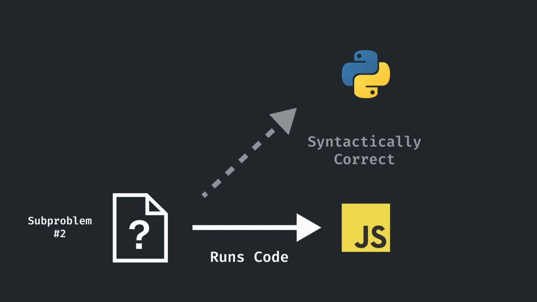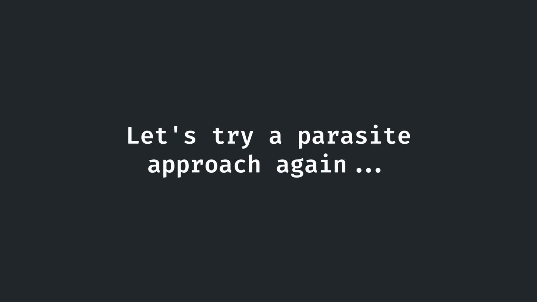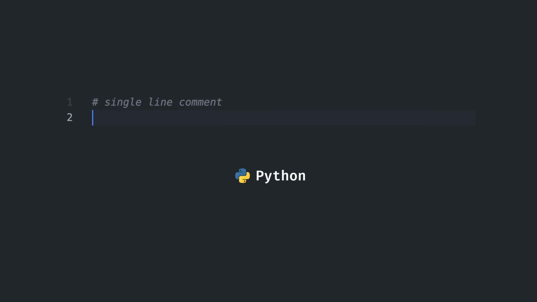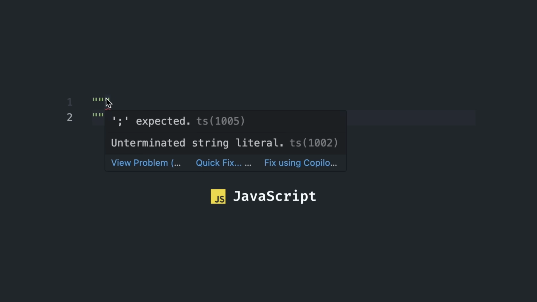Now let's deal with the second subproblem, JavaScript code that, while it is syntactically correct in both languages, does nothing in Python. Let's first try to deal with a parasite approach again as we did earlier, utilizing comments. In Python, you can write comments in two common ways, a leading hashtag on a line for a single line comment or triple quotes for multi-line comments. As for triple quotes, we have no hope there in JavaScript. JS complains about what it sees as two consecutive strings, and as far as I'm concerned, there's no way to make the linter happy there.